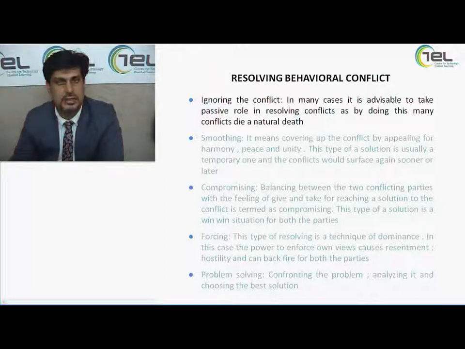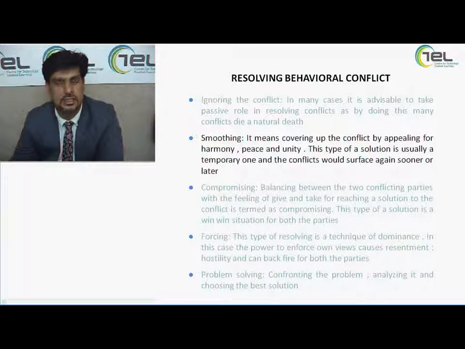The second technique in resolving behavioral conflict is called smoothing. It means covering up the conflict by appealing for harmony, peace and unity. This type of solution is usually a temporary one, and conflicts would surface again sooner or later. This approach means killing the conflict at the moment it has come up, for the time being, by appealing for peace and unity.